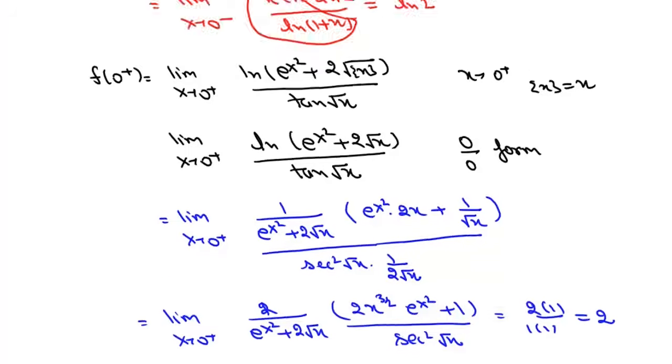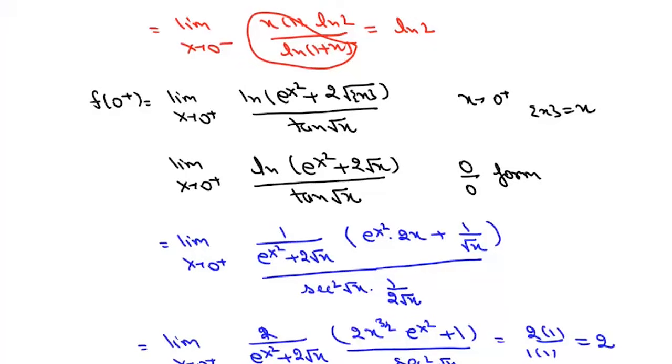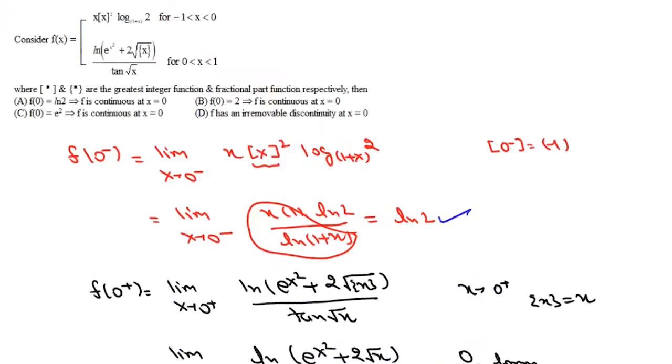So for this function, left hand limit is log 2 and right hand limit is 2. So it has a non-removable discontinuity. So you'll have an irremovable discontinuity at x equals to 0, and that's your option D.